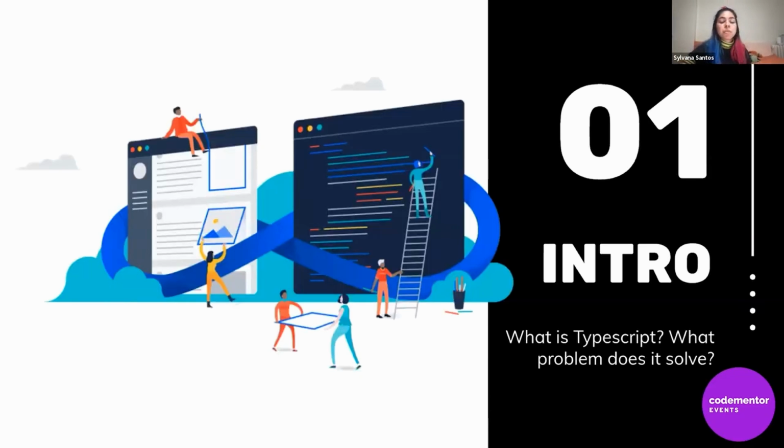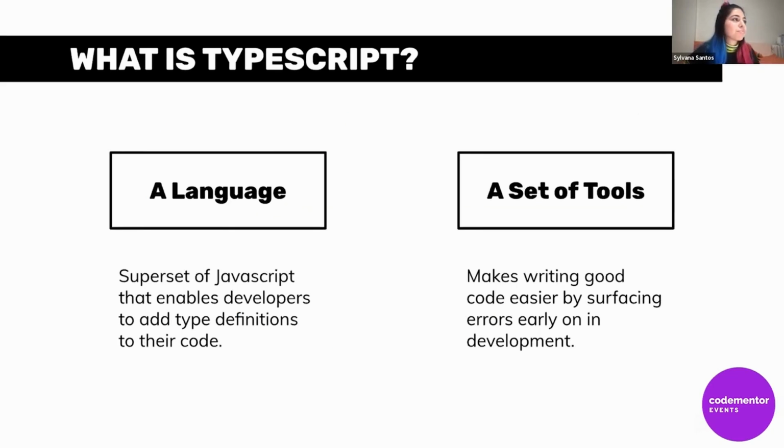What is TypeScript and what problem does it solve? So TypeScript is actually two things. It is a language and it is a set of tools. So the language is actually a superset of JavaScript, meaning that it builds on top of JavaScript and it allows you to add type definitions to your code. But TypeScript is also a set of tools. It surfaces errors in your code while you're developing, so it makes writing good code a lot easier. And we'll see that in action today.